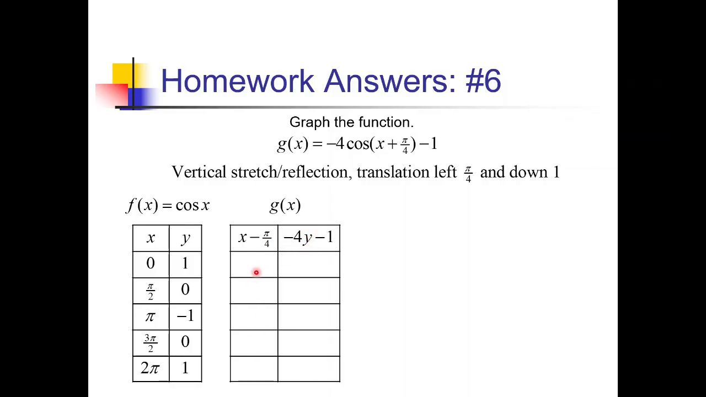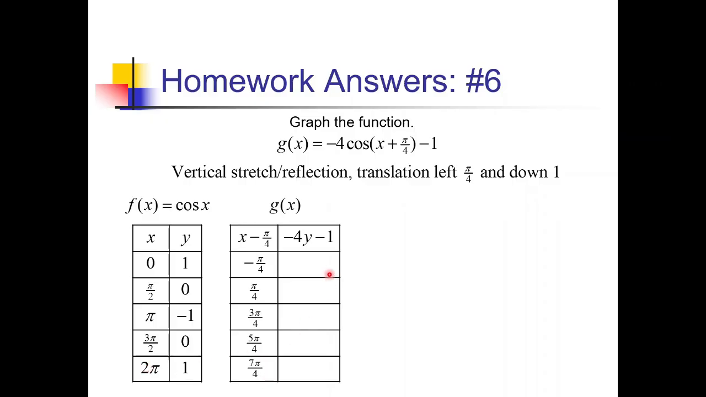Let's do the x's now. So we have 0 minus pi over 4, or negative pi over 4. Pi over 2 minus pi over 4 is pi over 4. Pi minus pi over 4, that's like 4 pi over 4, so that'll become 3 pi over 4. And next, 3 pi over 2, that's really like having 6 pi over 4. Subtracting pi over 4 from that gives us 5 pi over 4. And then 2 pi is kind of like 8 pi over 4, so this will be 7 pi over 4.